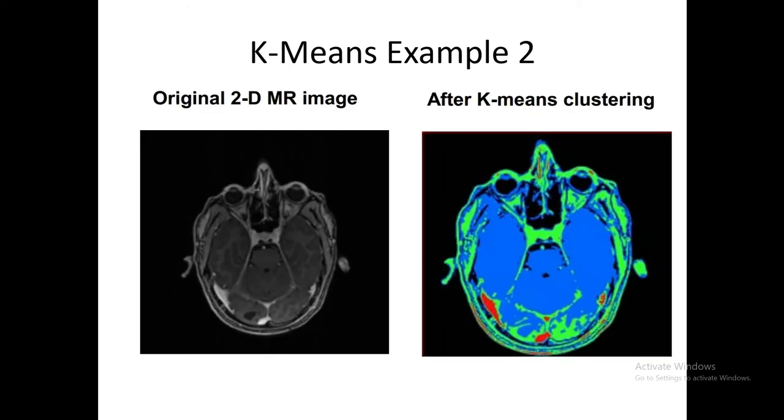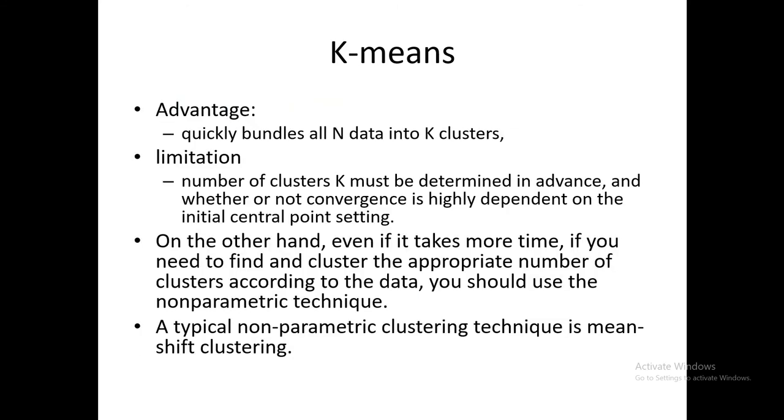This is our original MR image, and after k-means clustering we get this. The advantage of k-means is that it quickly bundles all the n data points into k clusters. The limitation is that the number of clusters k must be determined in advance. We have to know how many clusters we will use, and whether or not convergence is reached is highly dependent on the initial central point setting.